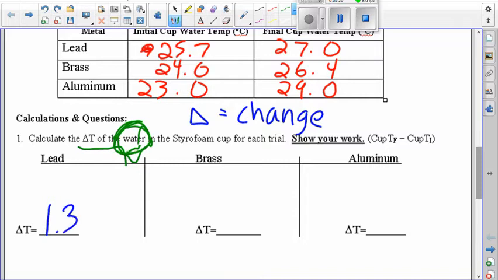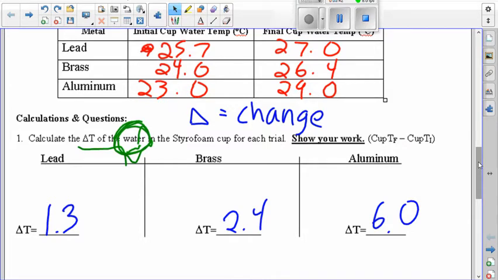Now, I don't care whether he did 25.7 minus 27 or 27 minus 25.7. I don't care about the negative symbol. Just give me the gap. Okay, I want to know the change in those two, okay? Pate, 2.4. Lacker. All righty, perfect. Okay? So, let's see here.